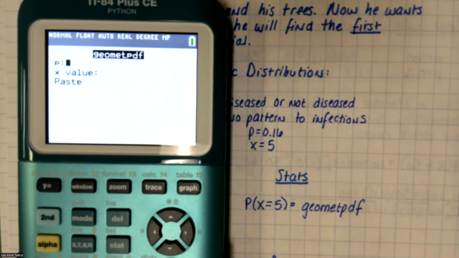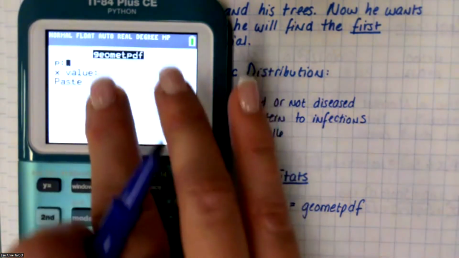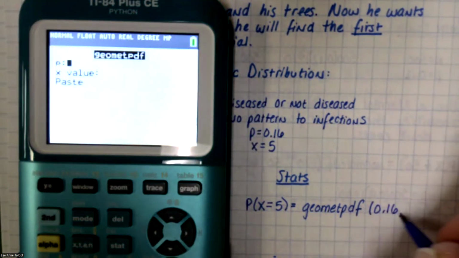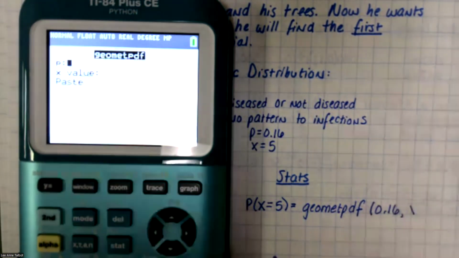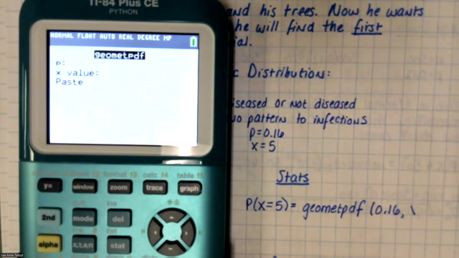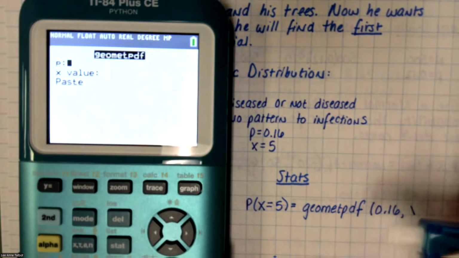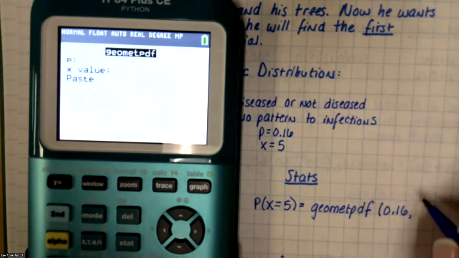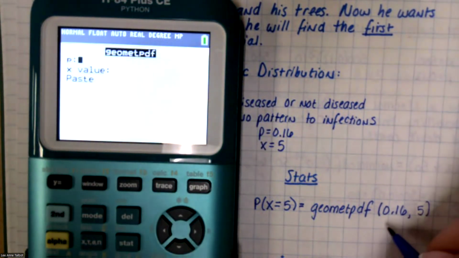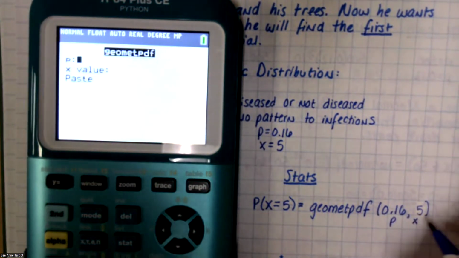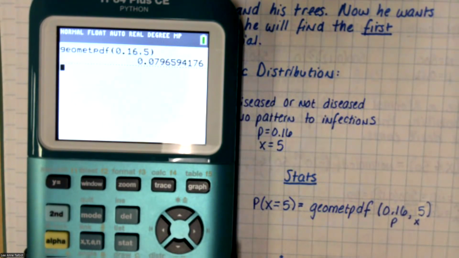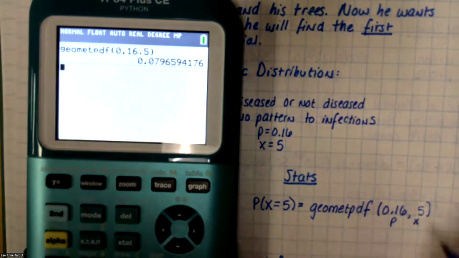Okay, now let's take a look at what they're asking for. They only want two values. They want your probability of success and the first success. I want that to be a 5. I don't know why I didn't write 5. I was going to write X because it says X value, but I really wanted that to be a 5. And then I'm going to label it. Now, what should this answer be? Yeah, 0.080.